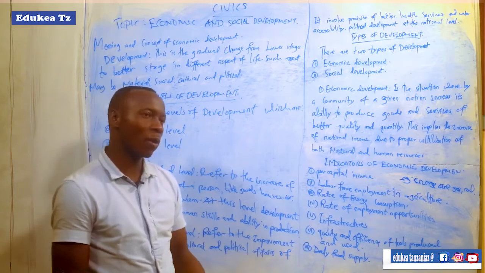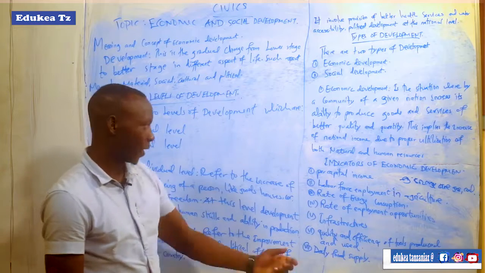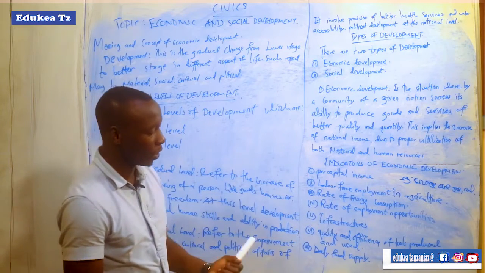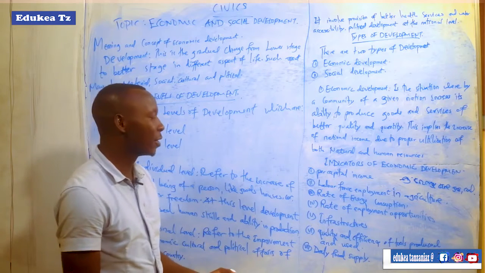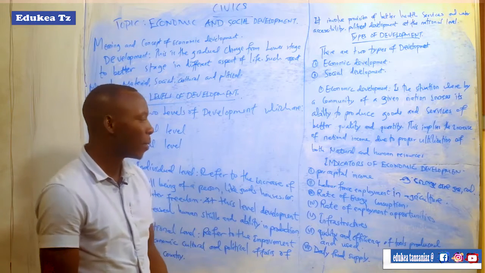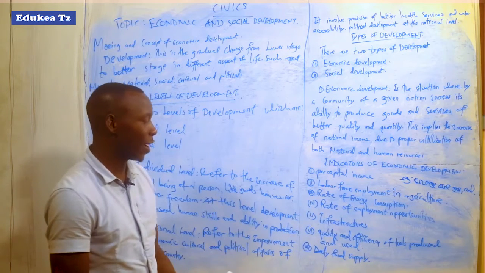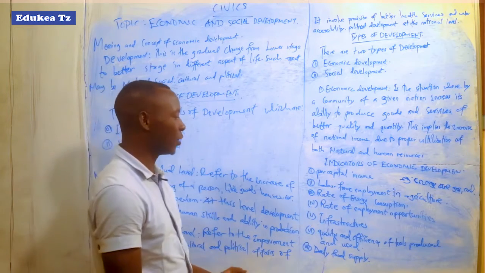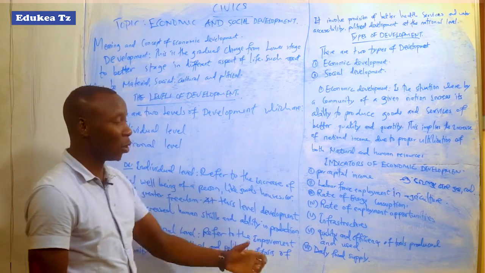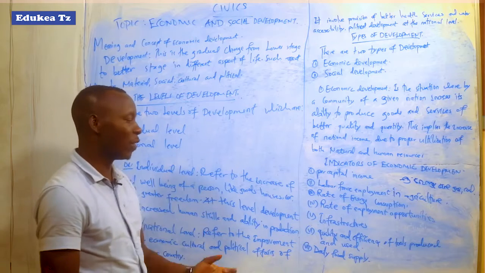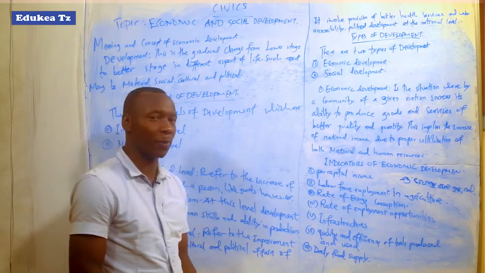Also, another one is infrastructure. Infrastructure also implies that a certain country is developed or developing. For example, in most African countries, take Tanzania, most infrastructure is still poor. Even if the government has tried to ensure good infrastructure, it is still low compared to developed nations where infrastructure is not a problem.